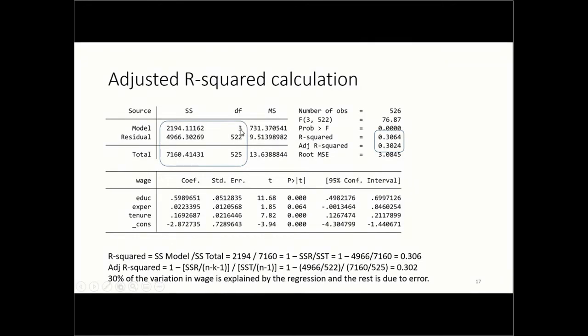So the degrees of freedom for the model is basically k, the number of independent variables, and this is n minus k minus 1, and this is the n minus 1. To calculate the adjusted R squared, you calculate this expression and you find that that is 0.302, and that exactly is given to you as the adjusted R squared, which could also be calculated manually. How you interpret that is that 30% of the variation in wage is explained by the regression and the rest is due to error.